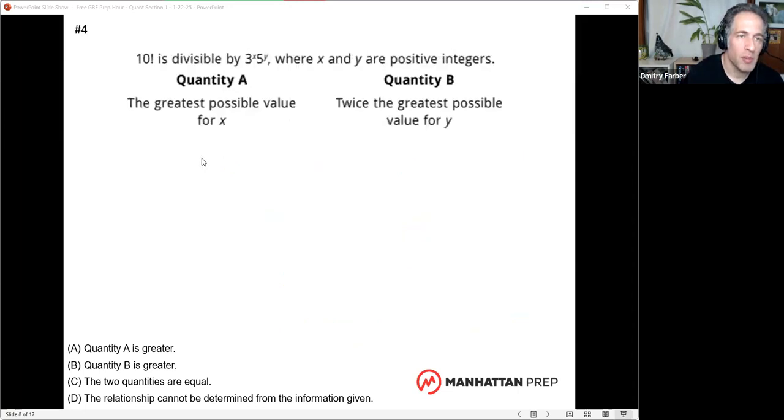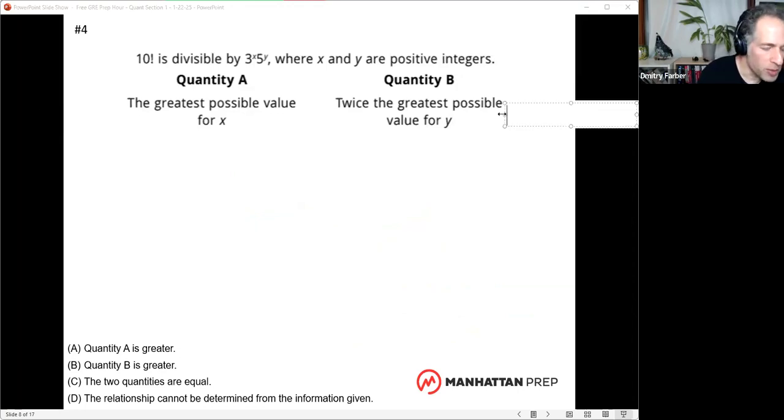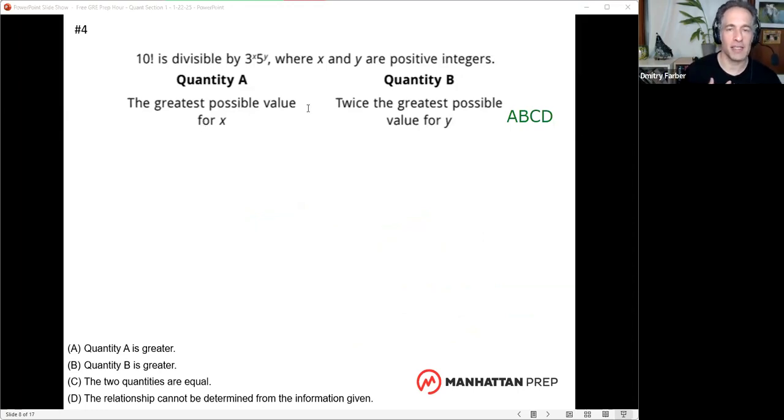Okay. Number 4, this might for some people be a non-starter. If so, you can narrow it down. Here's one where, again, I would think about, is this going to be one about testing cases or is this one about provable? And now they talk about the greatest possible value for X, so it sounds like I need to test cases. But there has to be an actual greatest possible number, given that they've told us what we're dealing with. We're dealing with 10 factorial, 10 times 9 times 8 times 7 times 6, etc. Right? That's a 10 factorial list.